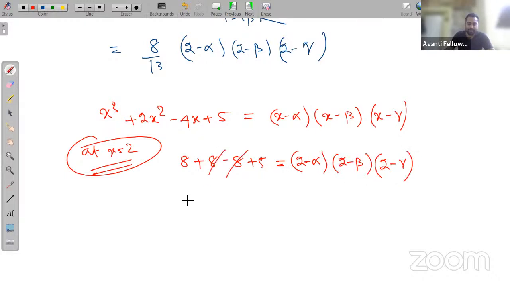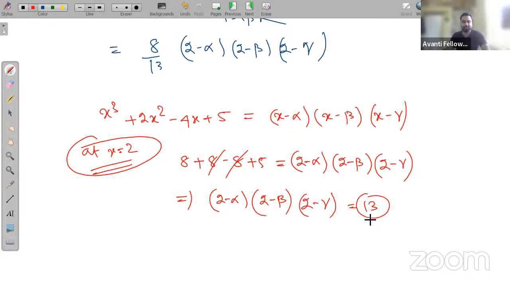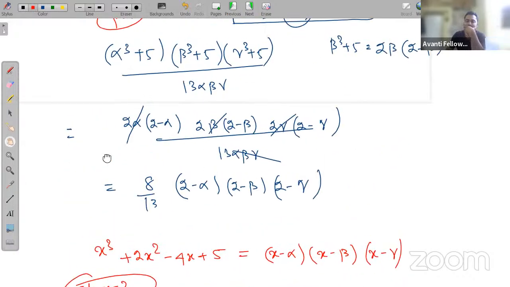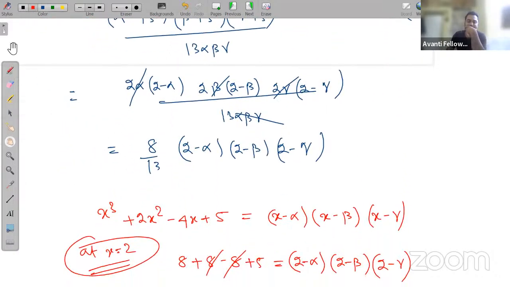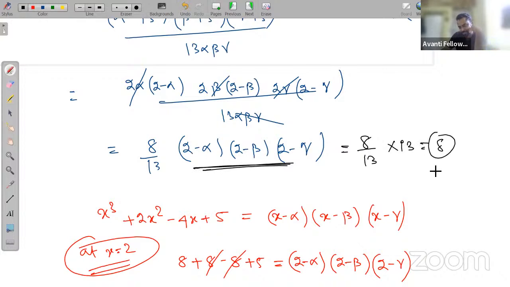So this will be cancelled out. This becomes (2 minus alpha) into (2 minus beta) into (2 minus gamma), and I am getting that is 13. So to find the value we can substitute here 8 by 13. This value is 13. So the answer is 8. This is your answer. Yes or no?